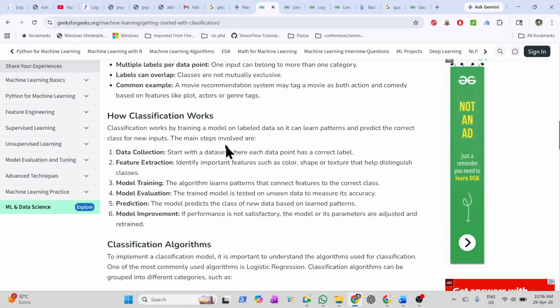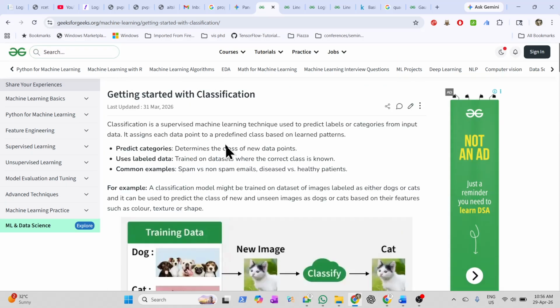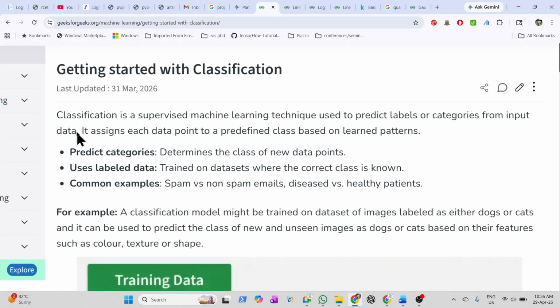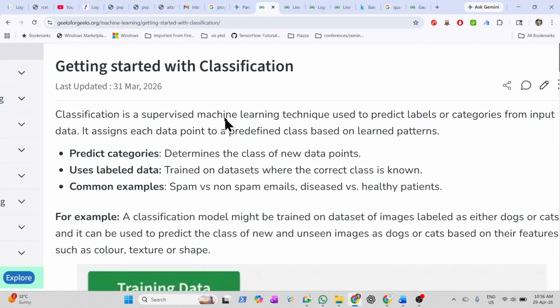So we are here. Classification concept. It is a supervised ML technique used to predict labels or categories from input data. Classification is a supervised ML technique. That is the first point. Second point is it is used to predict labels. Labels are also called categories or targets or class from the input data, and it uses labeled data.